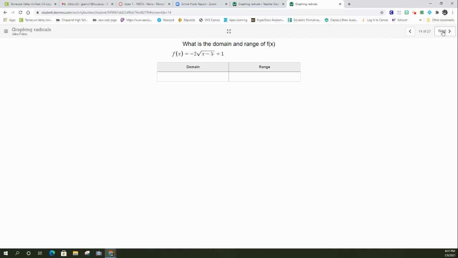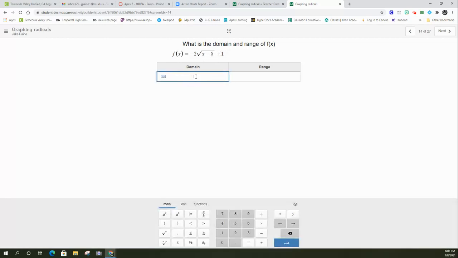What's the domain? All right, so the domain, remember the initial point. The initial point was (5, 1), and it went to the right. It's everything greater than 5. So in interval notation, [5, infinity). Remember, infinity always gets the parenthesis. If I'm doing inequality notation, it's going to be x is greater than or equal to 5.